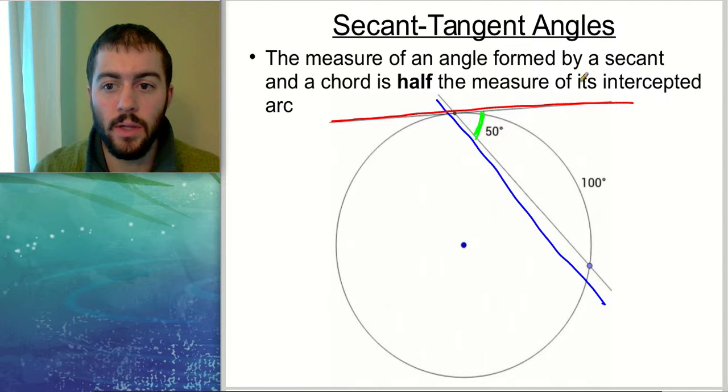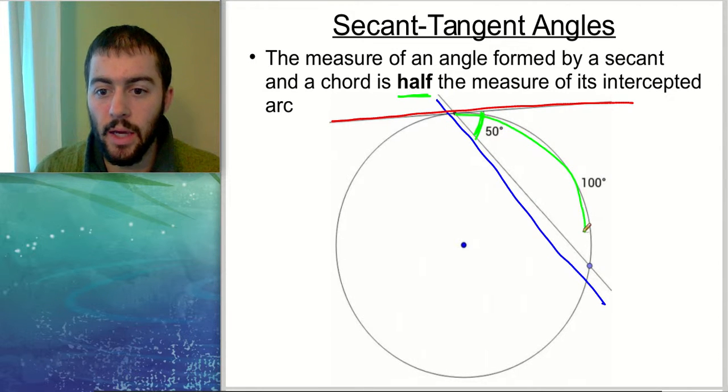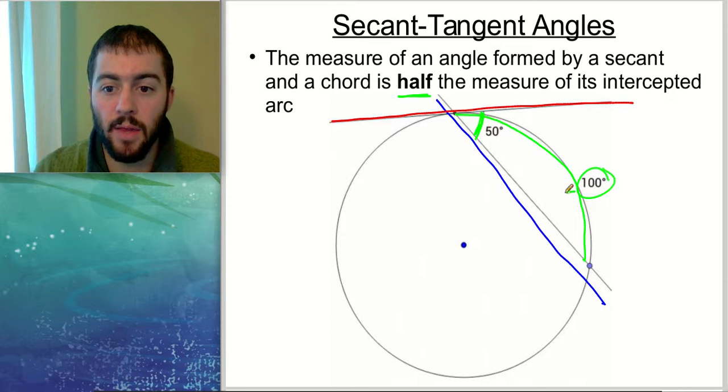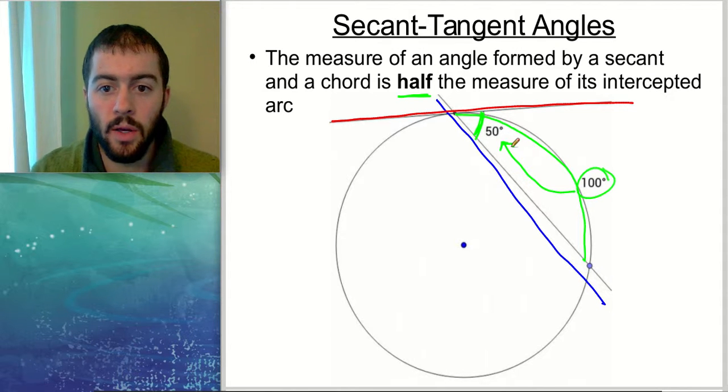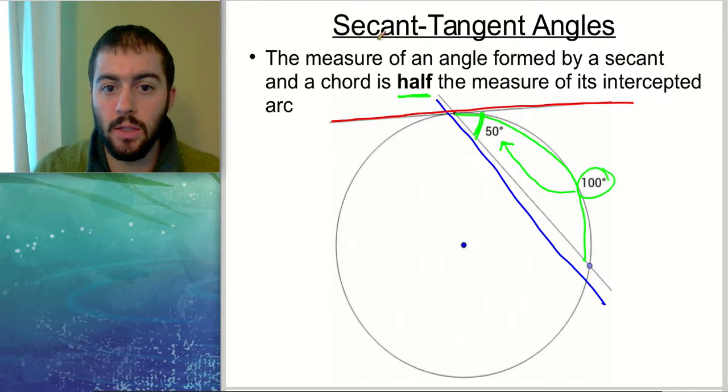All right, so the rule for this is that it is half the measure of the intercepted arc. So here we have an intercepted arc by this secant and tangent line that measures 100 degrees. So we take half of that, and that would give us 50 degrees in here. This is kind of similar to the rule for inscribed angles. The angle here is going to be half of the intercepted arc, and again, this is for secant and tangent lines that form an angle.